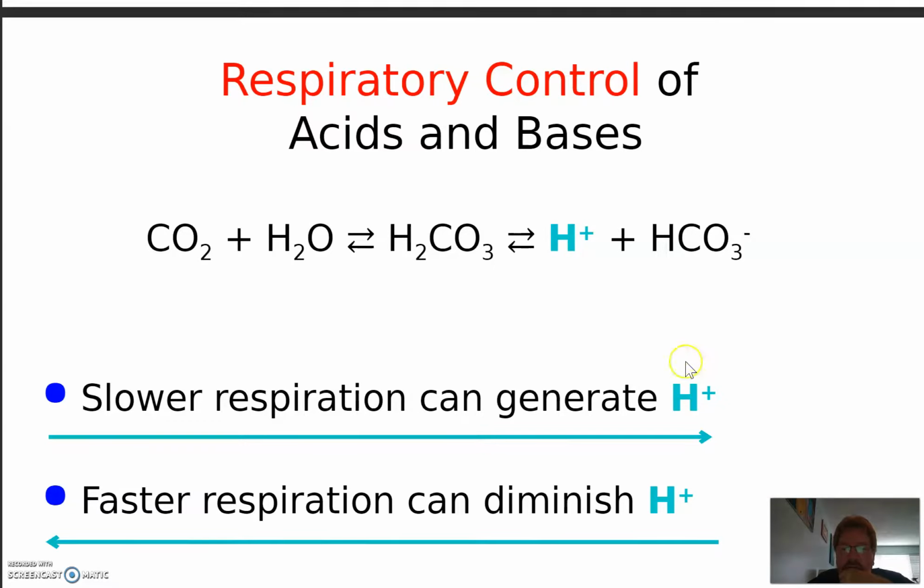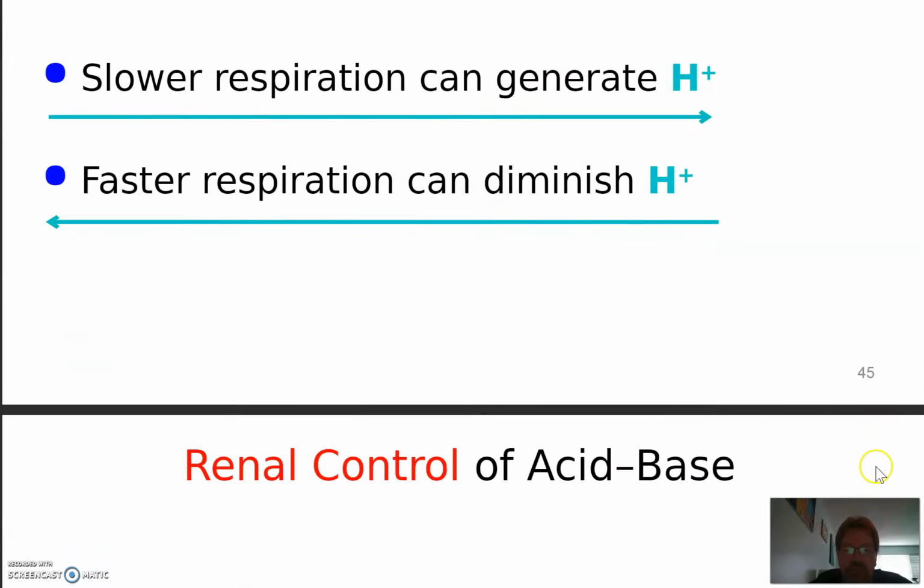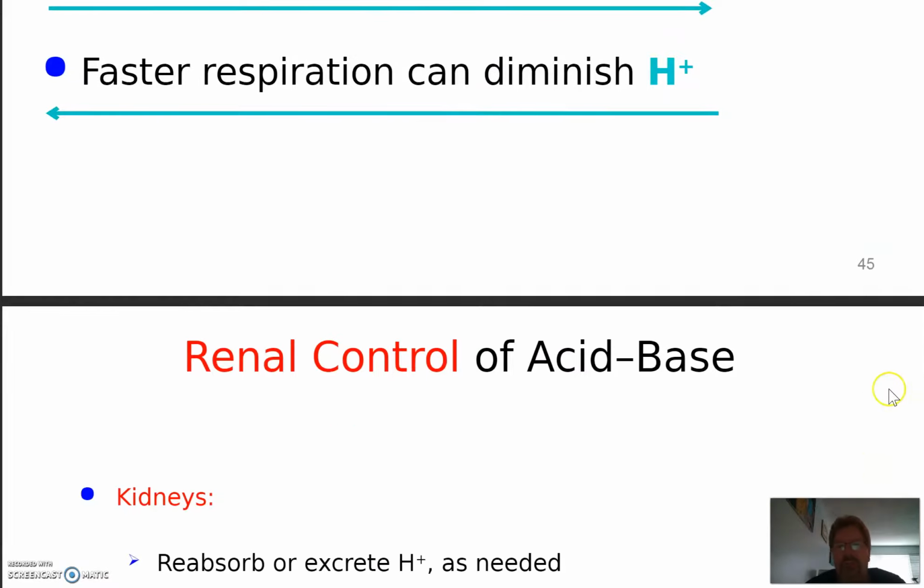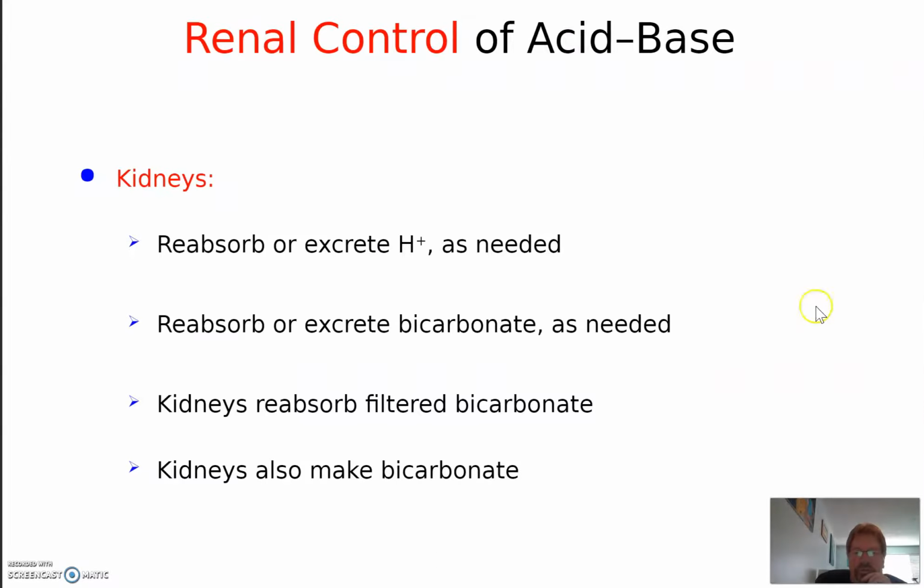pH. It's real important. Slower respiration can generate hydrogen ion, which means it makes it acid. Faster respiration can diminish it. If you start hyperventilating, you start getting dizzy, and also because you're blowing out too much carbon dioxide. Balance, balance, balance. Okay, kidney control, renal acid base.